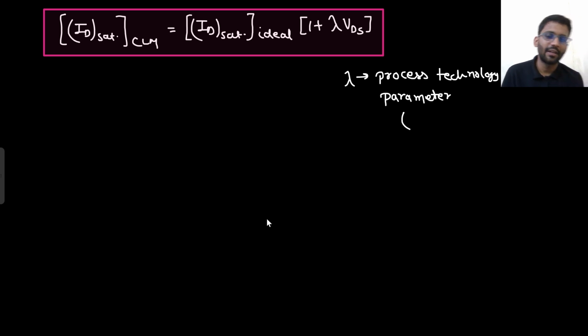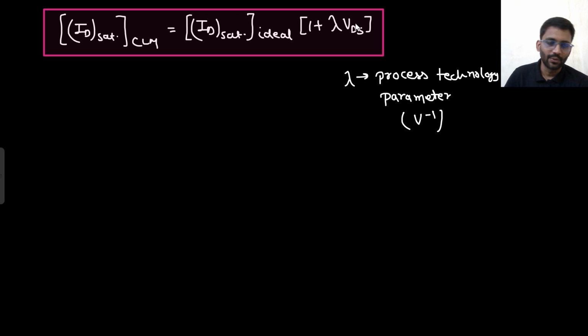What will be the unit of lambda? What is the unit of 1? Unitless. So if this is unitless, something in addition will also be unitless. So this also has to be unitless. So what should be the unit of lambda? Voltage inverse. Because voltage inverse into voltage, that will make it unitless. So unit of lambda is voltage inverse.